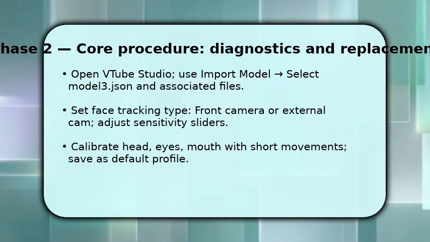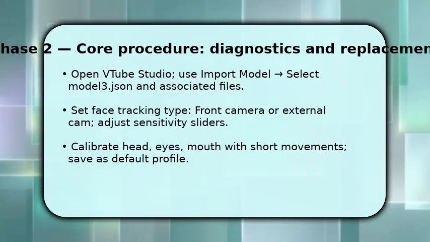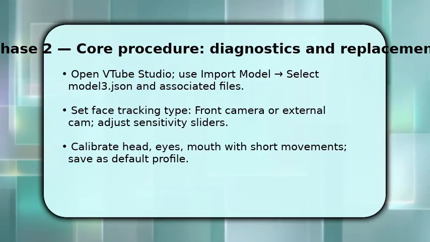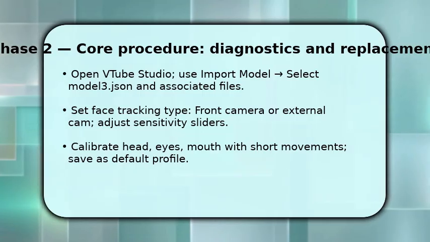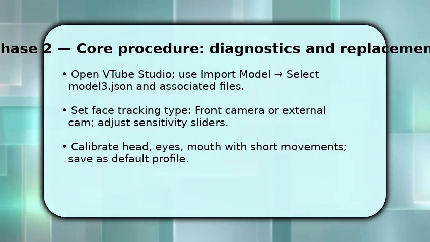You now import and configure. This is the critical middle step. Tap Import Model and choose the Model 3 JSON, the app will auto-link Mach 3 and texture files if they share names.